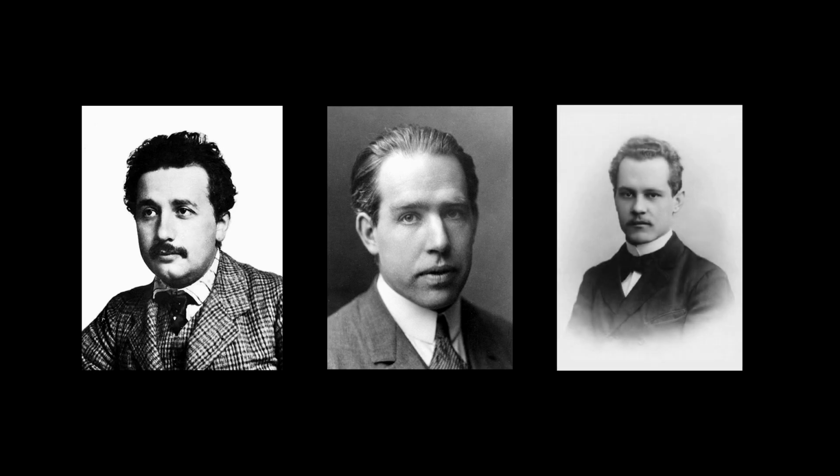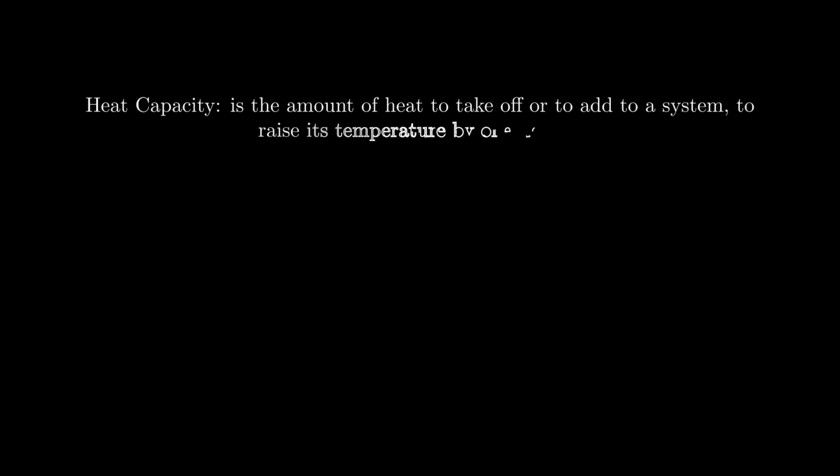We begin from the year 1906. Albert Einstein, again, used the quantum idea to explain the heat capacity of solids. But why? In classical statistical physics, the prediction was that the heat capacity at constant volume is independent of temperature.